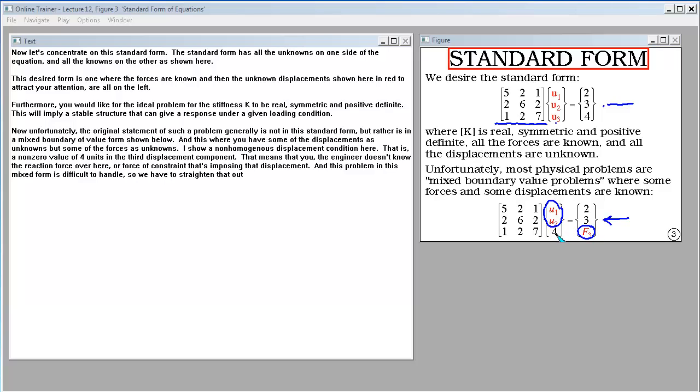I show a non-homogeneous displacement condition here. That is a non-zero value of 4 units in the third displacement component. That means that the engineer doesn't know the reaction force over here, or a force of constraint that's imposing that displacement. And this problem in this mixed form is difficult to handle, so we have to straighten that out.